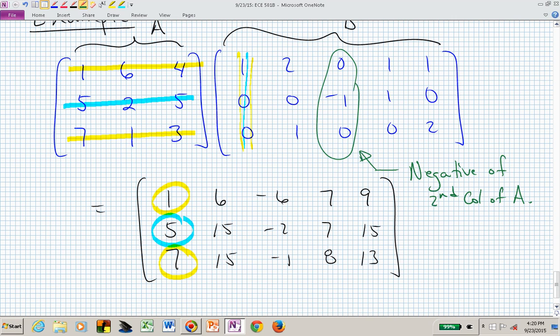And the only one we haven't done is the second column, which should be twice the first column plus the third column. And that should be 6, 15, and 17. Told you. Keep me honest.